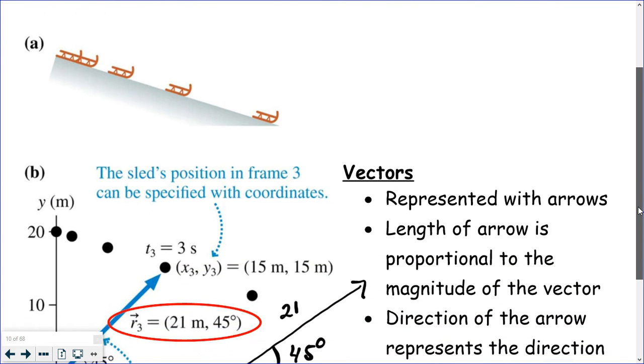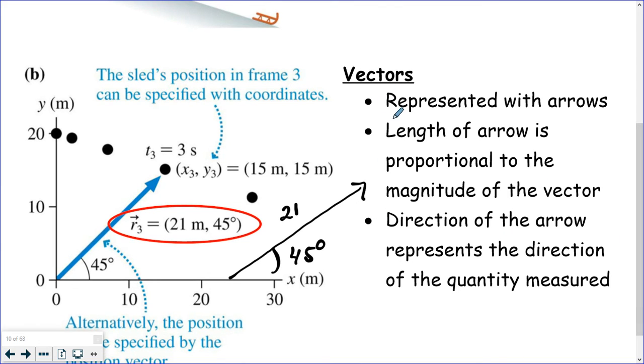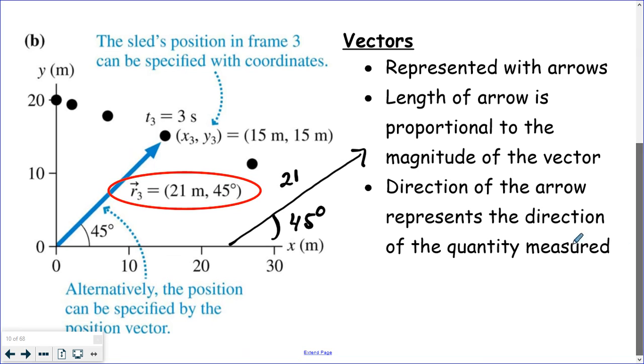Okay, vectors, let's make sure we didn't miss anything here, are represented by arrows. We've got that with our arrow here, and when you write it out, you write the arrow above it. The length of the arrow is proportional to the magnitude of the vector. And so this vector is 21 meters long. If I write one that's 42 meters, it's going to be twice as long on my page. And the direction of the arrow represents the direction of the quantity measured. And so we write it in the direction that it's supposed to go.